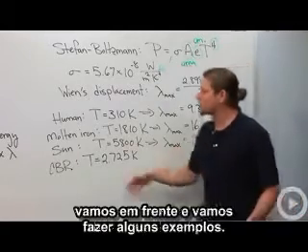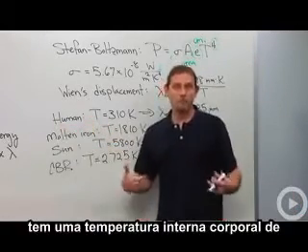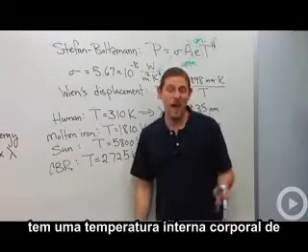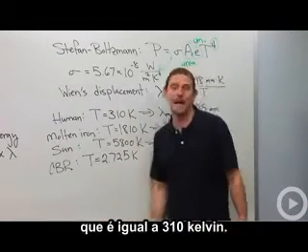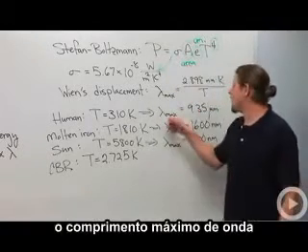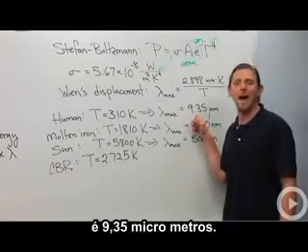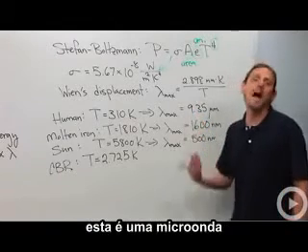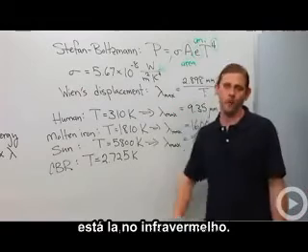All right, so let's just go ahead and do some examples. A human being has an internal body temperature of 98.6 degrees Fahrenheit. That translates to 310 Kelvin. So Wien's displacement law tells us that the maximum wavelength is 9.35 micrometers. So this is a microwave. You can't see it. It's not visible. It's in the far infrared.